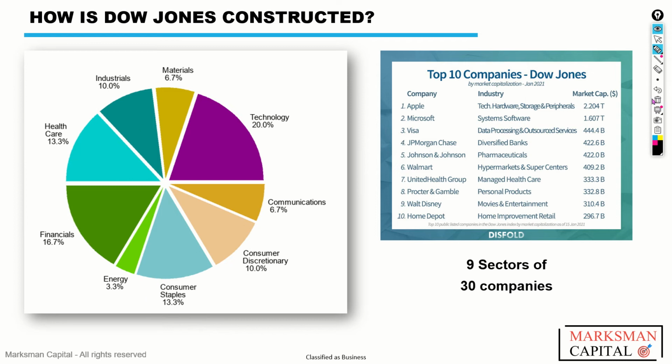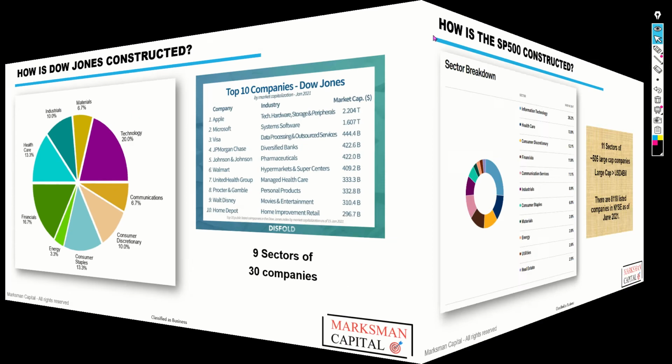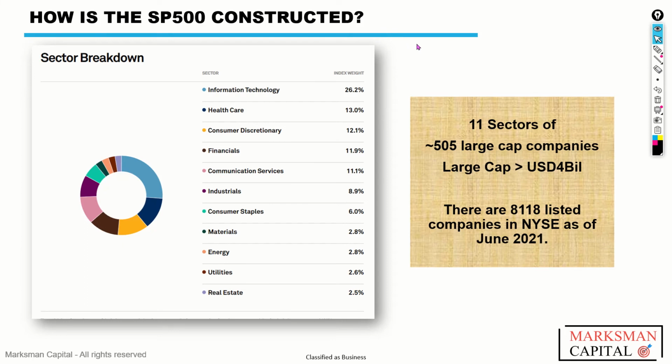All right. Now let's move to another index, which is S&P 500. How is it constructed? It is divided in 11 sectors, and it has about 505 large cap companies technically. The smallest company in this S&P 500 index is about 4 billion in market cap. Currently in NYSE, it has about 8,000 stocks listed as of June 2021.